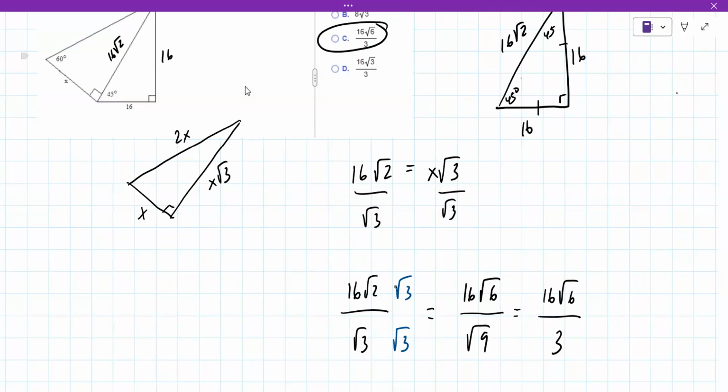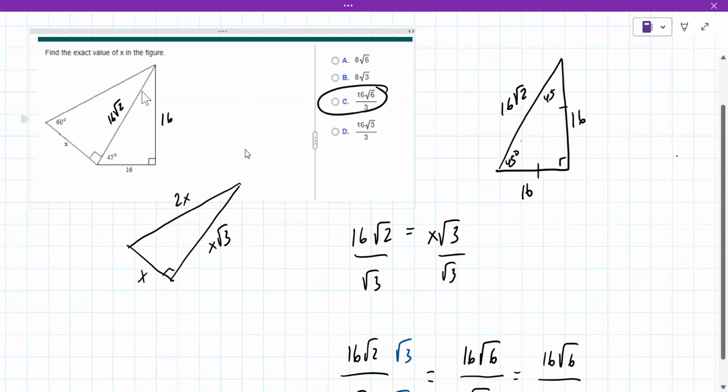All right, and then the square root of 2 that's being multiplied by the 16, that came from the 45, 45, 90 triangle, right? That's right. Okay, cool, thanks.